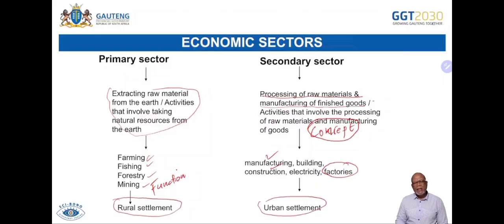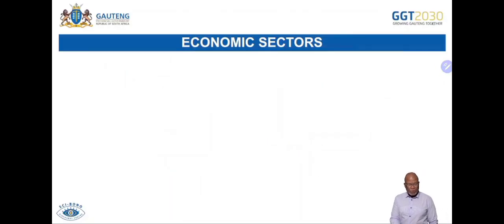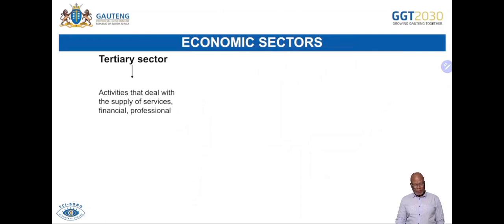Remember, we said urban settlements are multifunctional and they have more than one type of activity, which is secondary activities and tertiary activities. Now we go to tertiary activities. What are tertiary activities? Tertiary activities deal with the supply of services. So when we're saying tertiary activities, we're talking about supply of services.